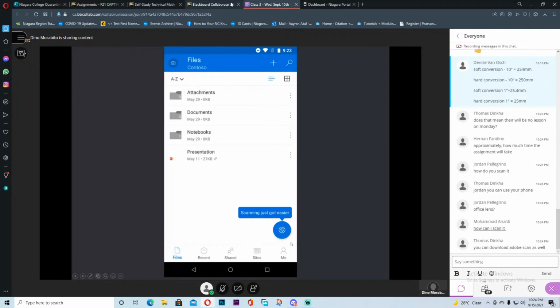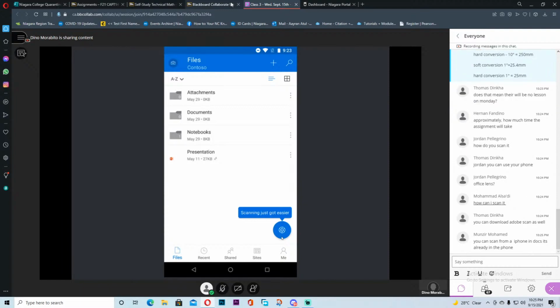When you open up OneDrive on your phone, you'll see this little scanning button on the bottom. That scan button allows you to scan a printout. So if you have a printout, you can scan it, you can save it, and you can submit it. In fact, you can submit it right into OneDrive. You can save it in OneDrive, then you can submit it in Blackboard. And there are other ways. You're right, Thomas. Adobe Scan, there may be other ways that you guys can scan it.